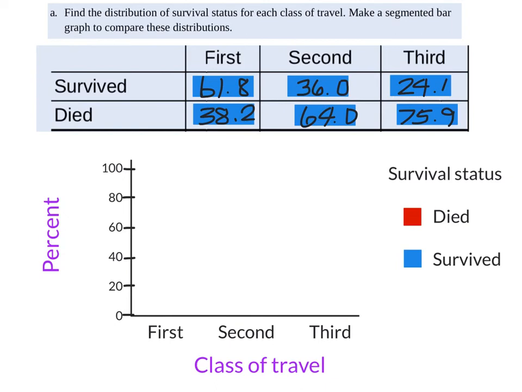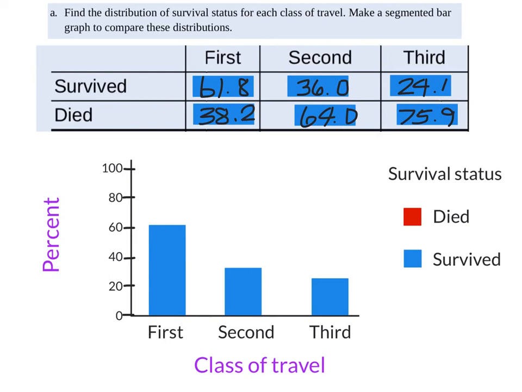So what we're going to do is create a segmented bar graph. And remember, that's when you stack those bars on top of each other for each variable or category. So what I've done is I made the x-axis the class of travel, so that's going to be first class, second class, and third, and then on the y-axis is my percentage. So let's do survived first, because that's more positive. I'm going to make that into a blue bar. So much like a regular bar graph, I'm going to match those percentages with first, second, and third. Survival. So first is going to be up here about 62, 36 for second class, and about 24 for third class.